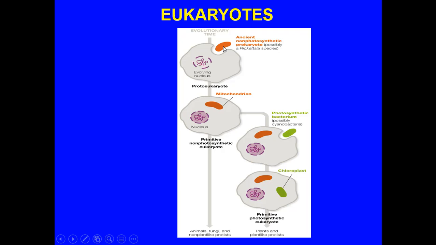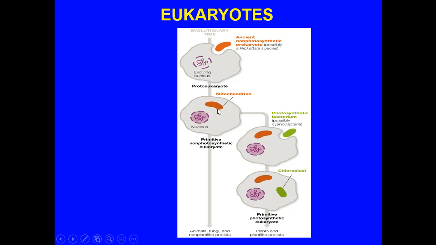The larger cell provides shelter and nutrients for the smaller cell. The smaller cell is able to extract and produce many more ATPs per molecule of glucose. If you go in this particular direction for a couple of billion years, you end up with the precursor to animals, fungi, and non-plant-like protists.